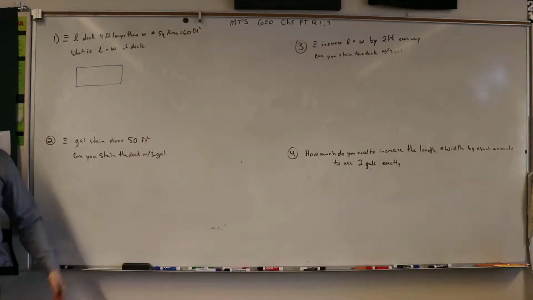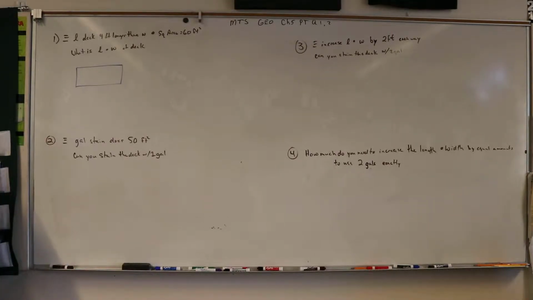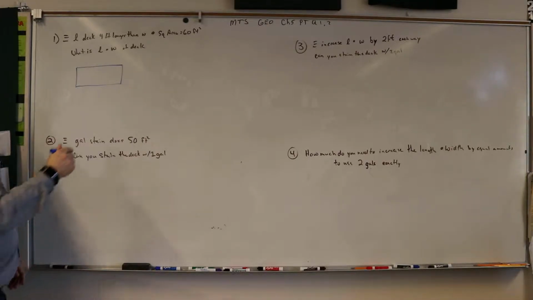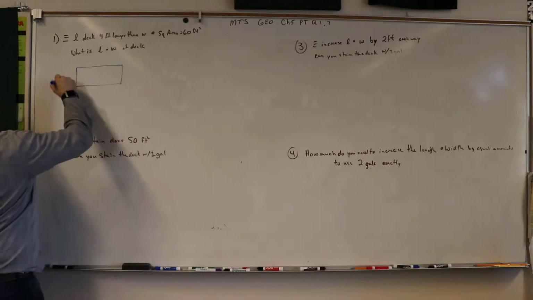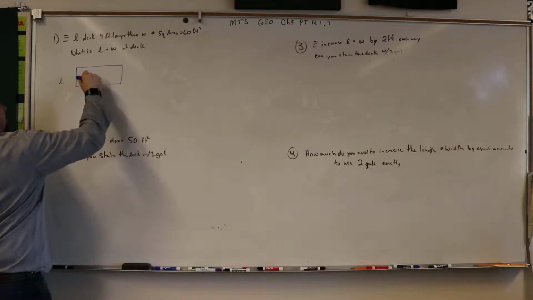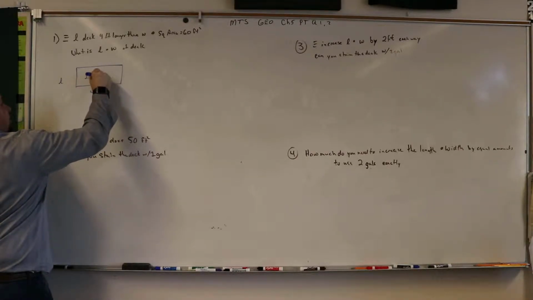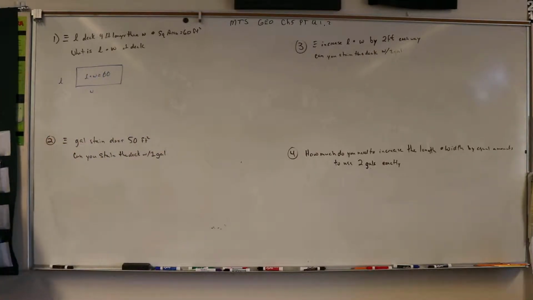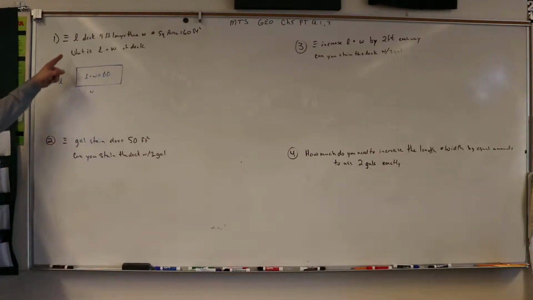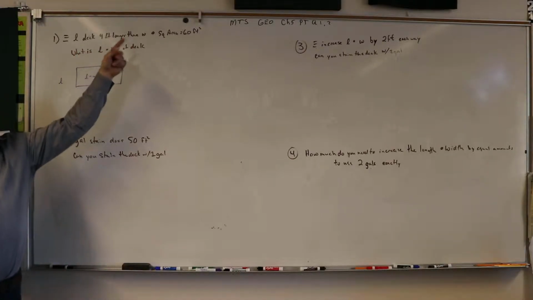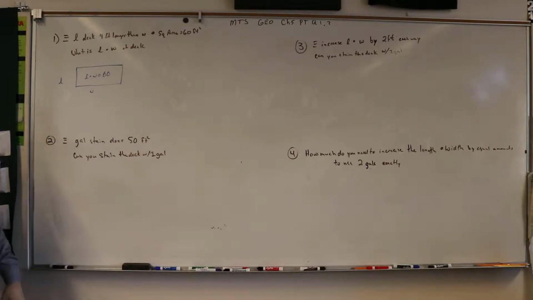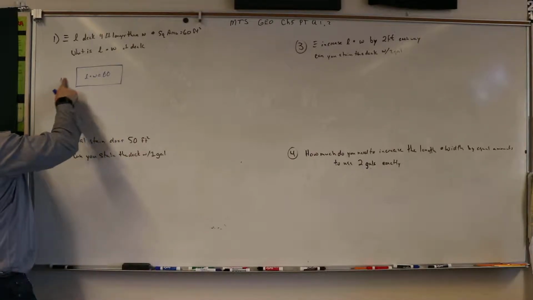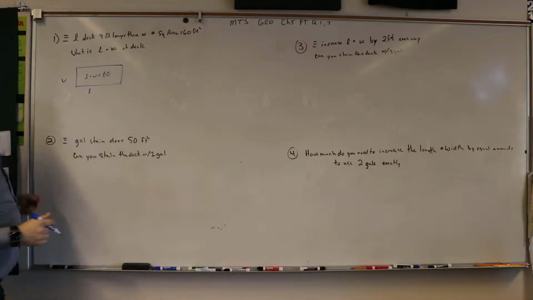Well, first of all, how do you find area? Length times width. So we know that this is going to be length times width, and that the length times the width is going to equal 60. Right? And so what we need is to set it up so that the length is 4 feet longer than the width. Right?